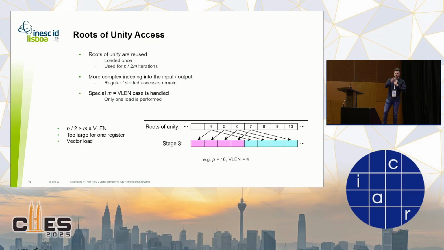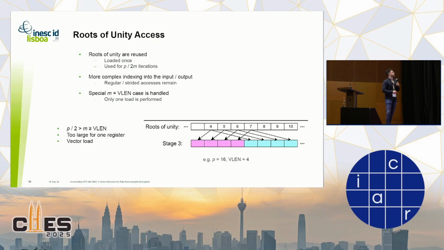Basically, instead of going input, fetch the roots of unity we need, we fetch the roots of unity, and then we visit all of the parts of the input that need these roots of unity. And we use them, depending on the stage we're in, a number of times. Yeah, this requires a bit more complex indexing, but we still don't need any scatter-gather accesses, so performance is still great, still regular and strided accesses.